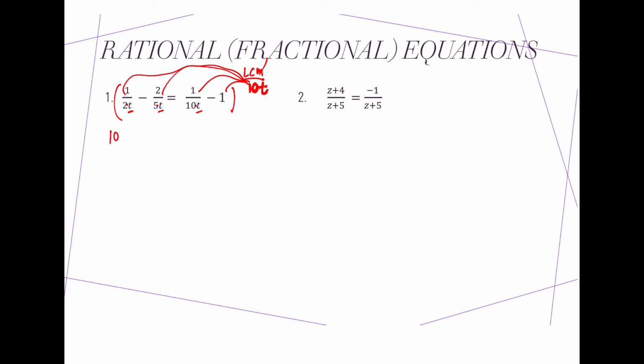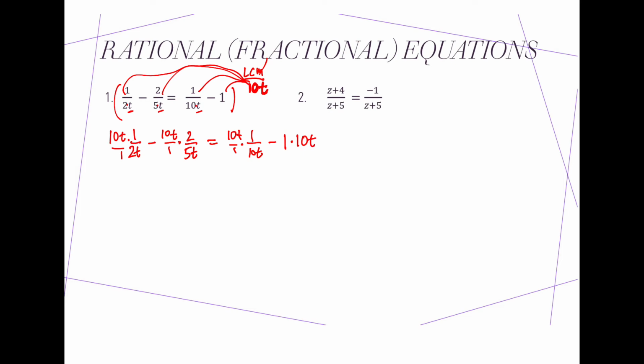So 10t times 1 over 2t, minus 10t, and you can put this over 1 whenever I'm interacting it with a fraction. I like to do that. This is over 5t, 2 over 5t, and then 10t over 1 times 1 over 10t. And don't forget the one that doesn't have a fraction. It also has to get multiplied as well. That's just going to be 1 times 10t.